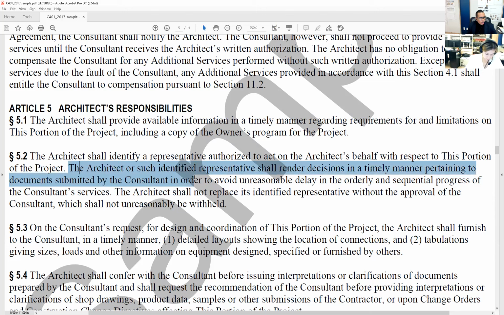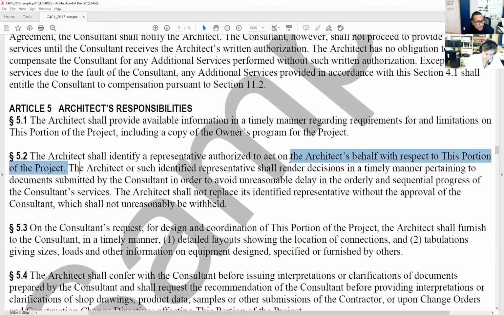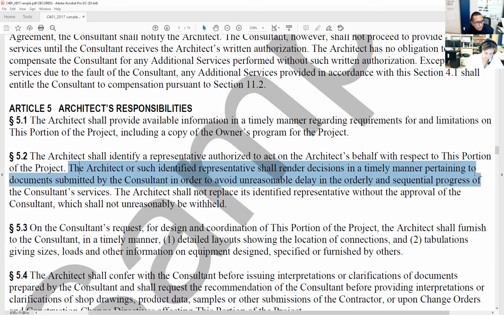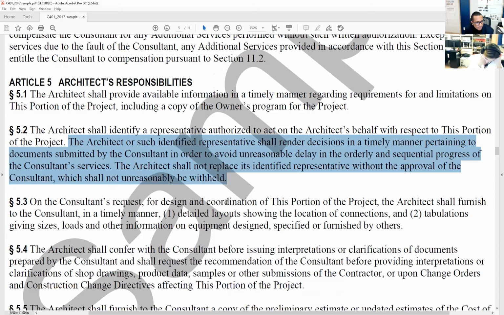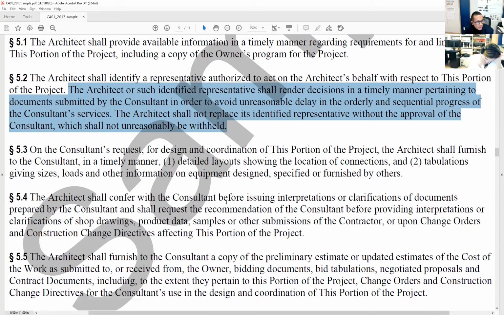The architect or such identified representative shall render decisions in a timely manner pertaining to documents submitted to the consultants in order to avoid unreasonable delay in the orderly and sequential progress of the consultant's services. The architect shall not replace its identified representative without the approval of the consultant, which shall not unreasonably be withheld. All right, so that's that.